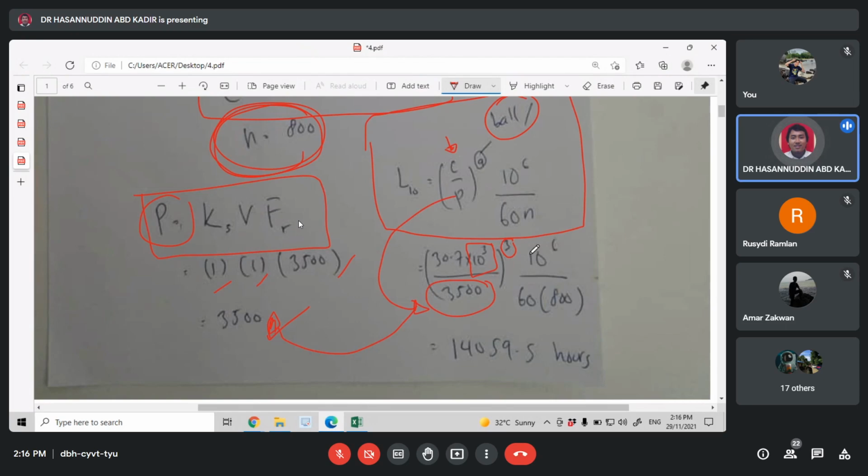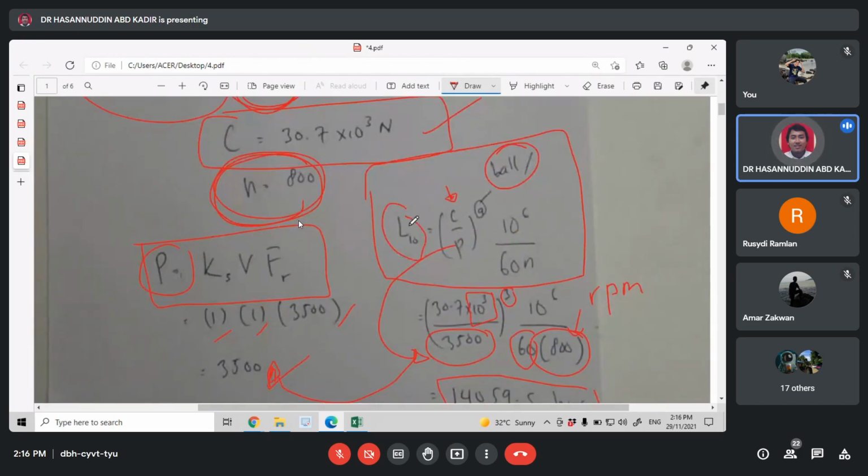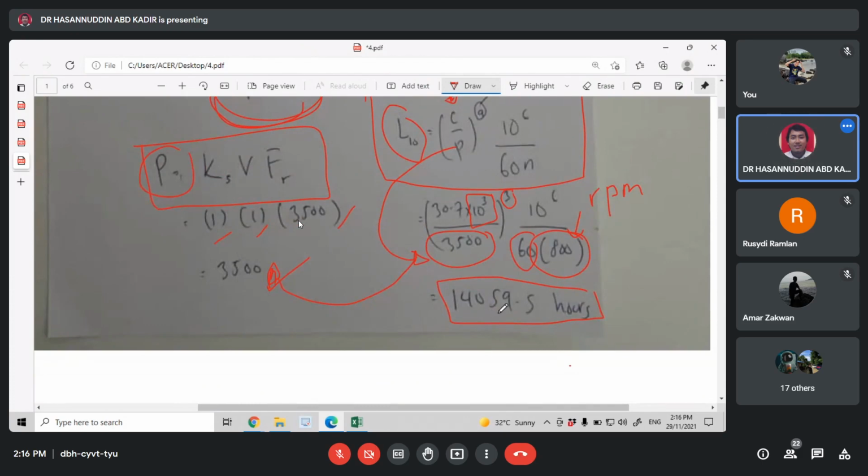Okay, then you follow just this one, 10 power of 6, then 60, and then this one is our RPM. So they already gave you 800 RPM. So our bearing is working at 800 RPM rotation. From there you get the value here. Okay, finally you get the value of L10 as about 140. Lebih kurang macam ni lah.